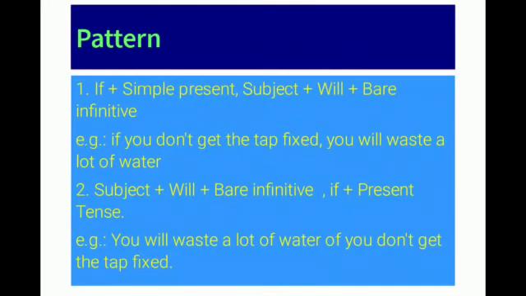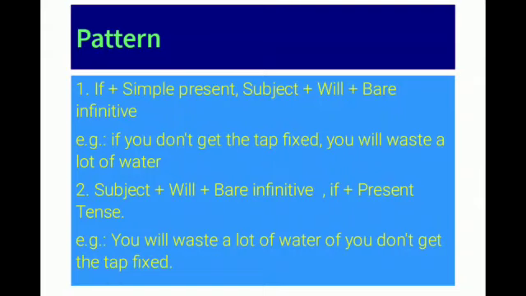And the second, subject plus will plus bare infinitive if plus present tense. For example, you will waste a lot of water if you don't get the tap fixed.